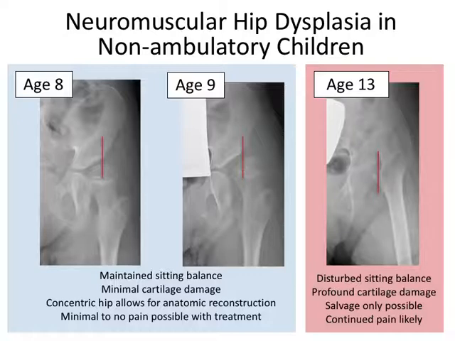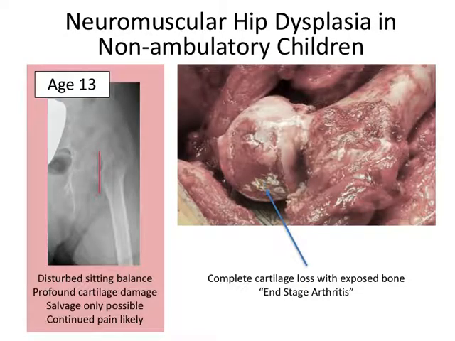And at this point, any hip reconstruction would have had a concentric hip with minimal to no pain possible over time. But unfortunately, a fairly reactive approach was taken. And by the time I met the patient, she had disturbed sitting balance, profound cartilage loss, as you can see from this intraoperative x-ray, and really at this point only a salvage surgery is possible. And the salvage surgeries are not very good in terms of pain relief. They're okay, but they don't take all of the pain away, and there's still limitations.